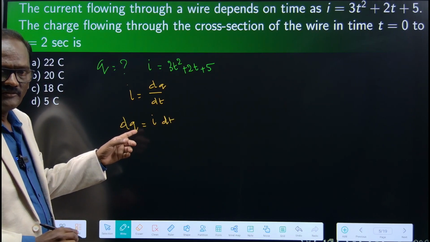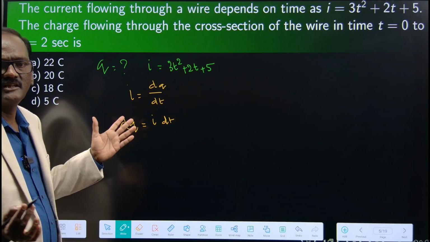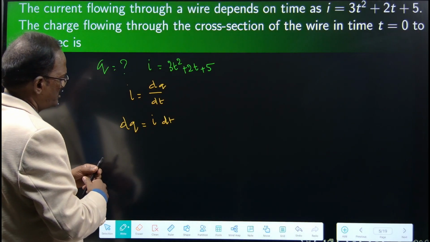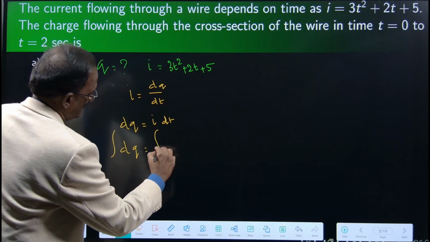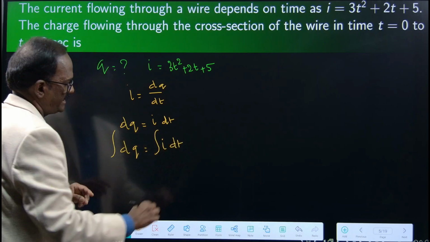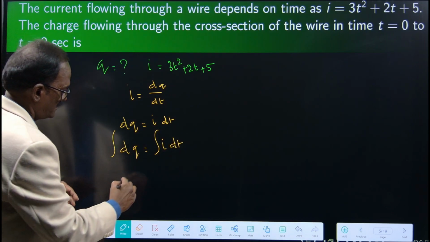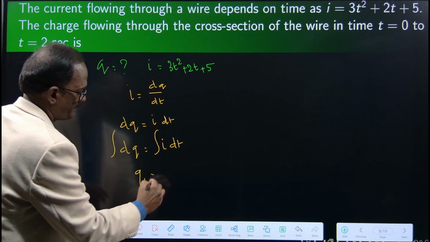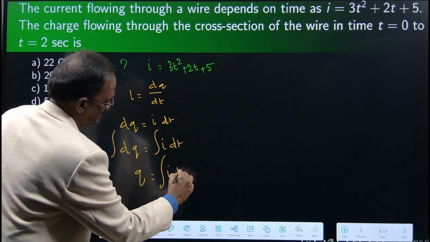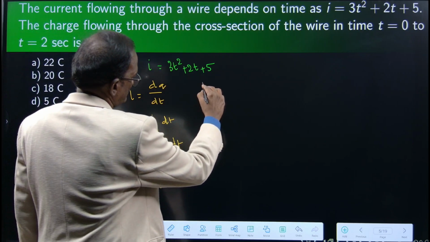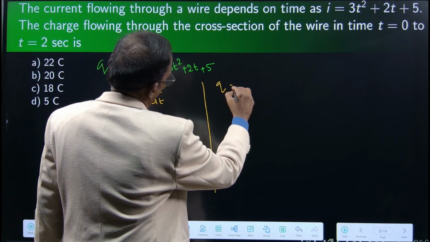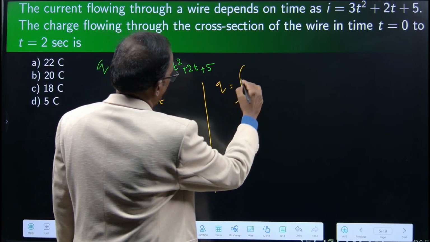dq is available now. If you integrate it, you will get Q. So both sides integrate. dq, I dt. Then the left hand side I will get Q. This is I dt. Then put I here. So Q is equal to integral of I dt.